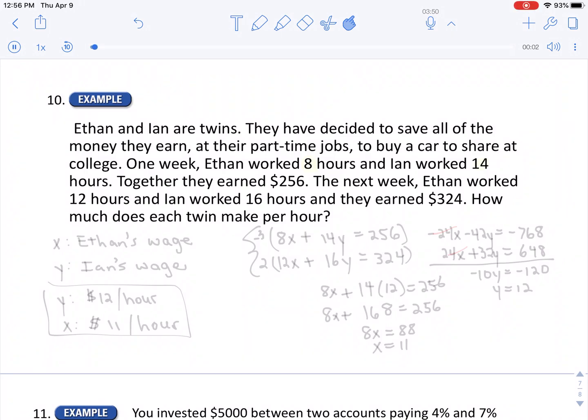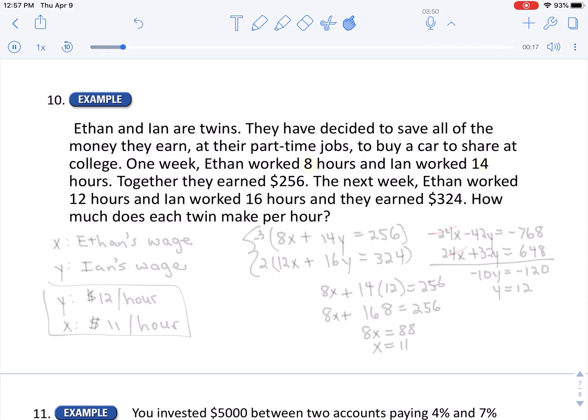Section 6.1, problem number 10. So Ethan and Ian are twins. They have decided to save all of the money they earn at their part-time jobs to buy a car to share for college. One week, Ethan worked 8 hours and Ian worked 14 hours.